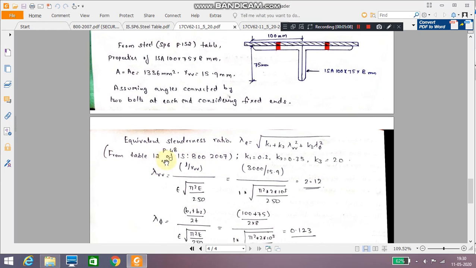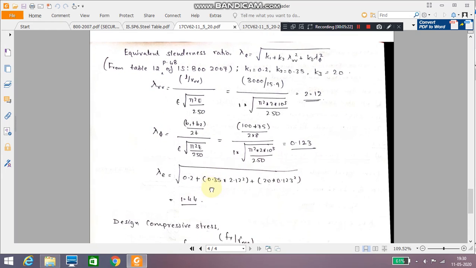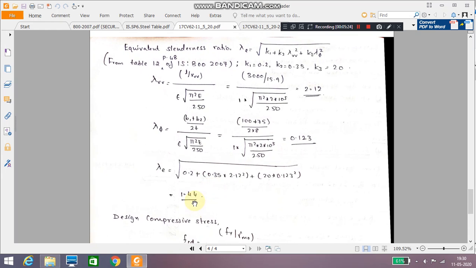So from Table 12, page number 48, we can have K1 equal to 0.2, K2 equal to 0.35 and K3 equal to 20. So lambda VV works out to be 2.12, lambda phi works out to be 0.123 and lambda E works out to be 1.44. So these are the formulas here.